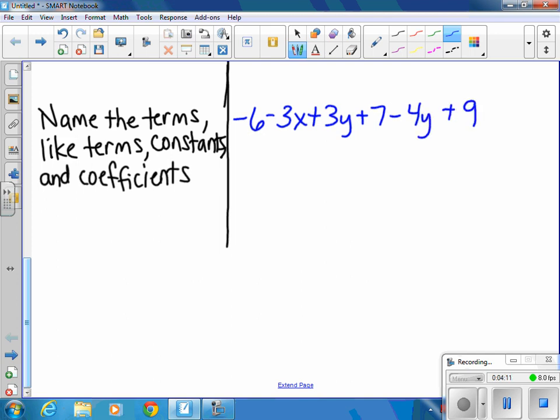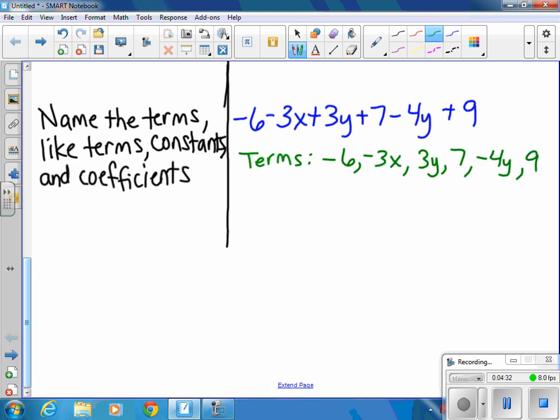First thing we want to do is identify the terms. Remember, terms are the items that are separated by a plus or minus sign. So as soon as you hit another plus or minus sign, you've separated a term. So this negative 6 is a term. Then this negative 3x is a term. You have positive 3y, positive 7, negative 4y, and positive 9.